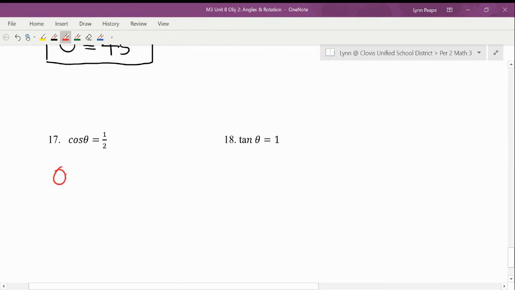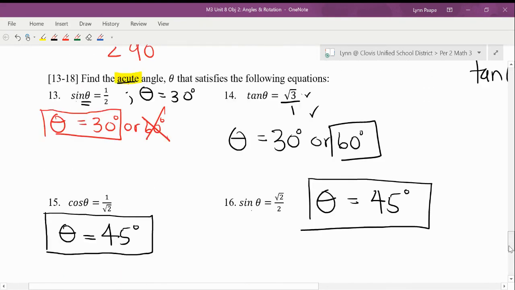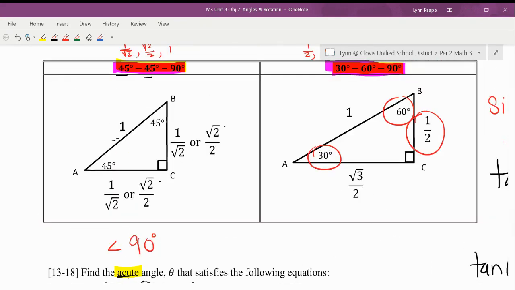So I know that it's got to be either 30 degrees or 60 degrees, and I'm looking for cosine. If I look at that triangle, I could draw it, but we could just go back up here. Cosine is going to be adjacent over hypotenuse, and I'm looking for it to be 1/2, so 1/2 over 1 because the hypotenuse is 1. Which angle is adjacent to the 1/2? Here's the 1/2. The 60. So then my angle has to be 60 degrees.